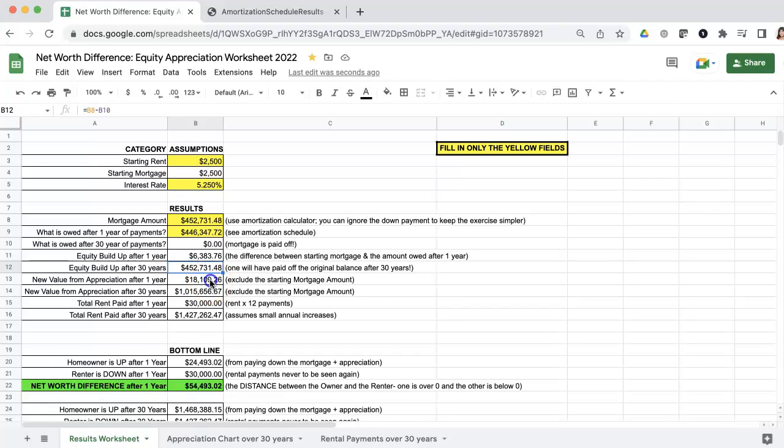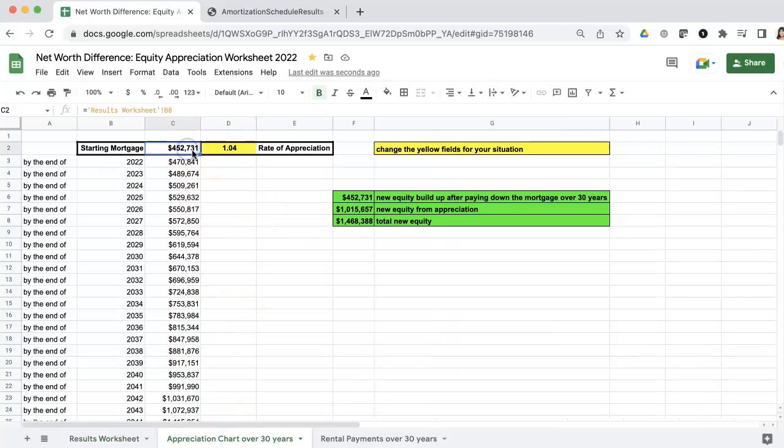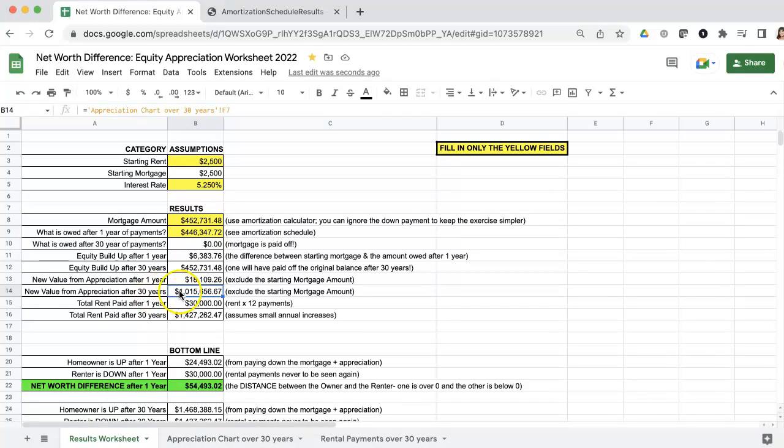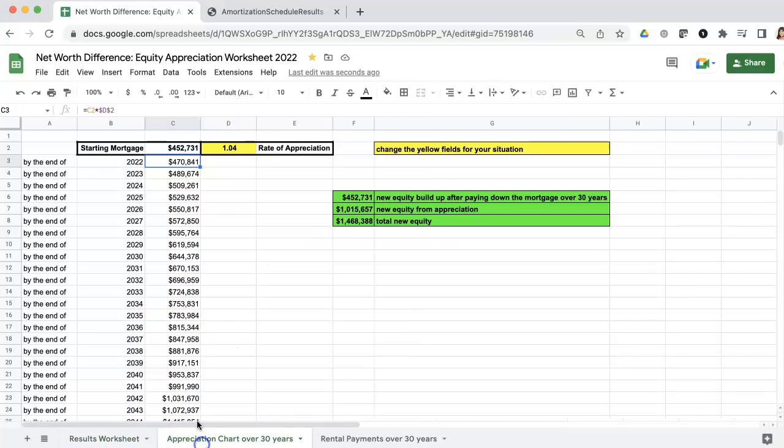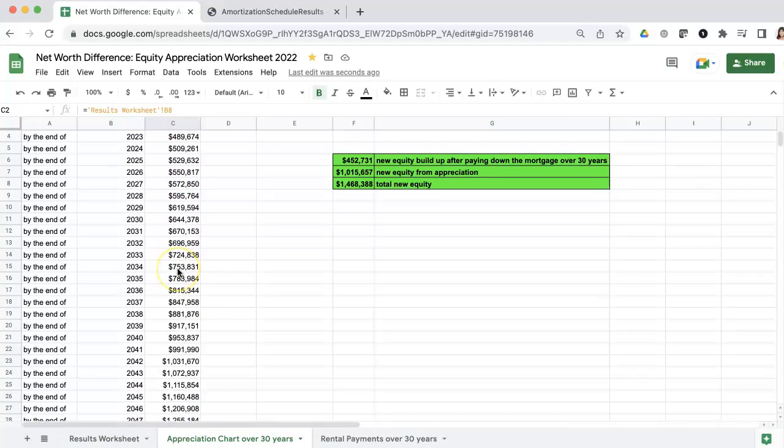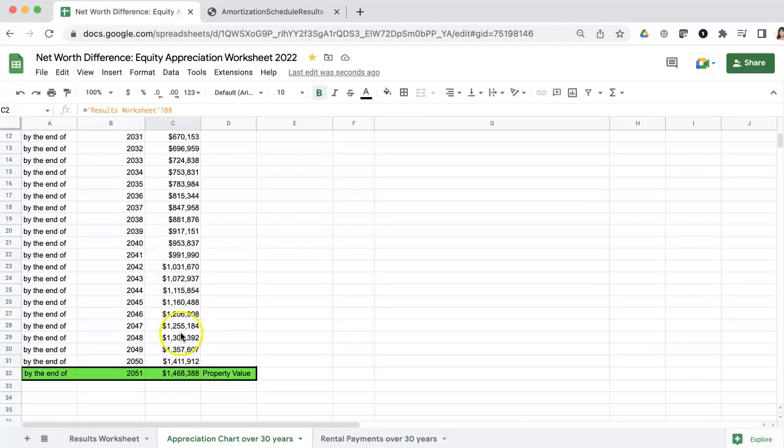And then as far as appreciation goes, after 1 year, the property is worth $18,000 more. So let's look over here. So 452 is our starting mortgage at 4% appreciation. By the end of that next year, it's worth 470 and change. So that's an $18,000 difference. And then the net value from appreciation after 30 years, so that $452,000 mortgage after 30 years of 4% appreciation is now worth $1.468 million.